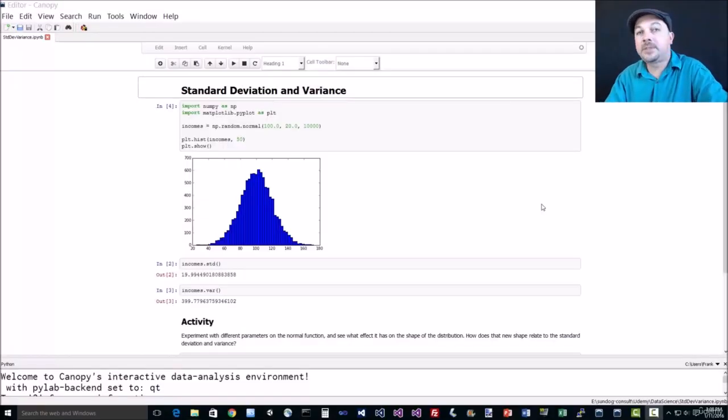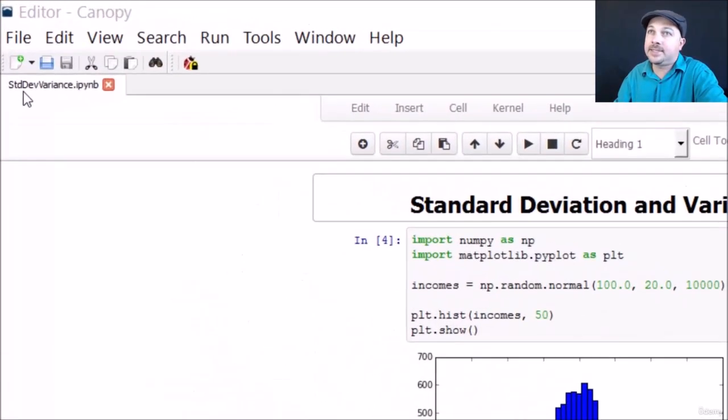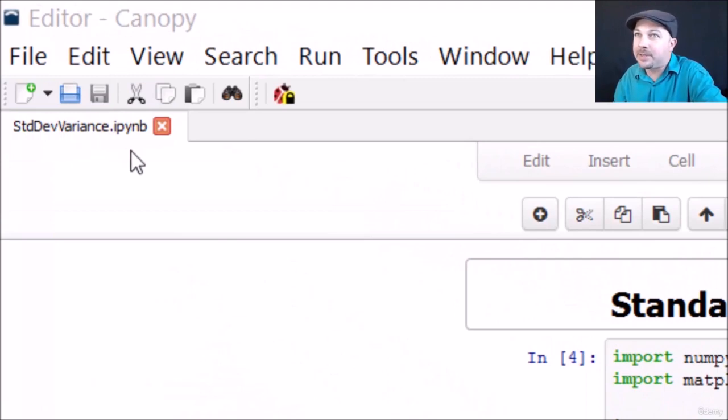Let's write some code here and play with some standard deviation and variances. So if you pull up the std_dev_variance Python notebook, standard deviation variance file, follow along with me here. Please do, because there is an activity at the end that I want you to try.